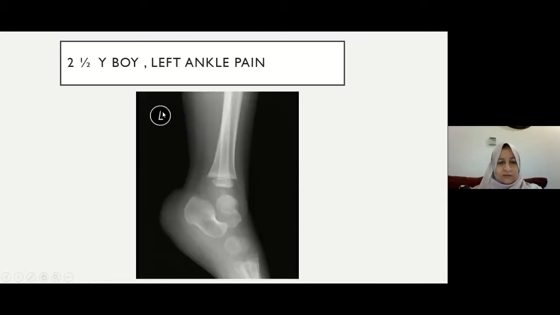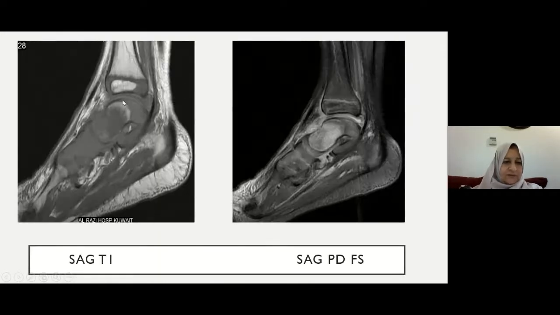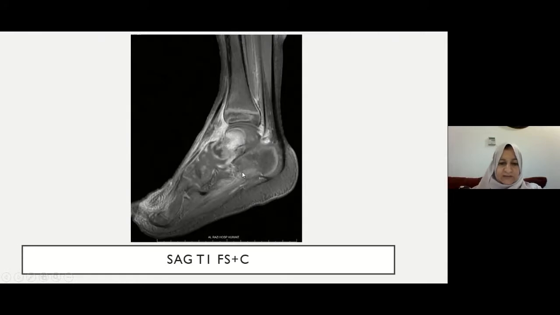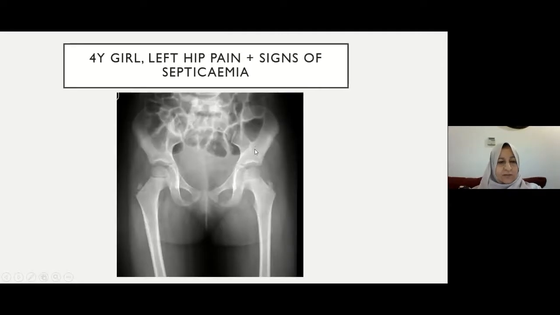Next case, a 2.5-year-old boy has signs of infection around the ankle. Here we have hypointensity within the talus, high signal in this sagittal PD. The talus is an intra-articular structure, so you have this reactive joint effusion and synovial thickening. Sagittal T1 fat-set contrast showing you where the collection is in the head of the talus. You have to point to this, so it will be targeted by the surgeon. Also, you have that enhancing infected synovium.